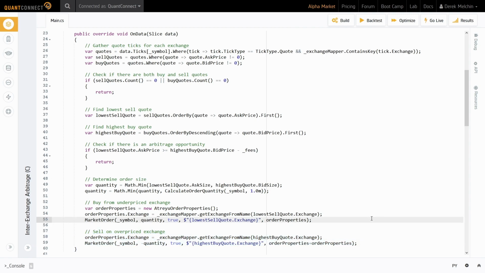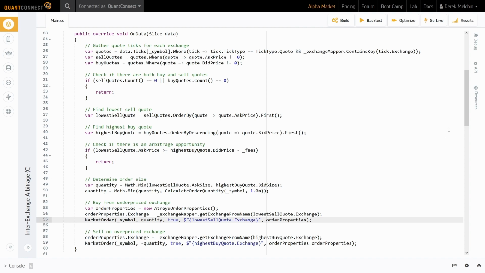In this algorithm, we make the assumption that our orders are filled at the prices we are targeting, which may not be true in live trading. This is because the last quote in the batch is the most recent one. But since our algorithm selects the lowest ask quote and the highest bid quote, the quotes we select could already be filled by the time our orders reach the exchanges.